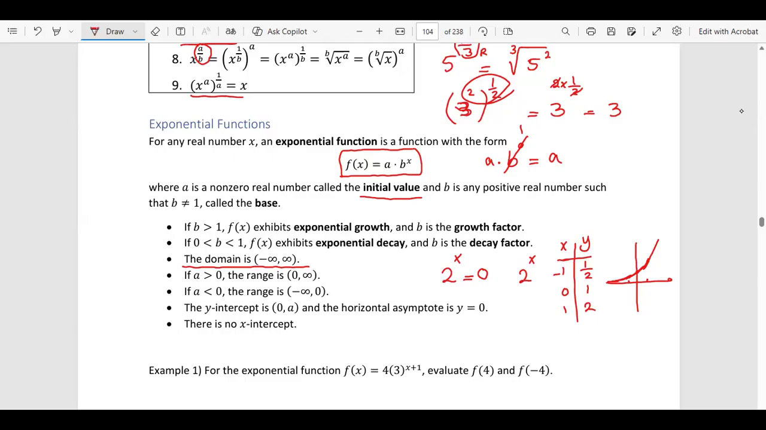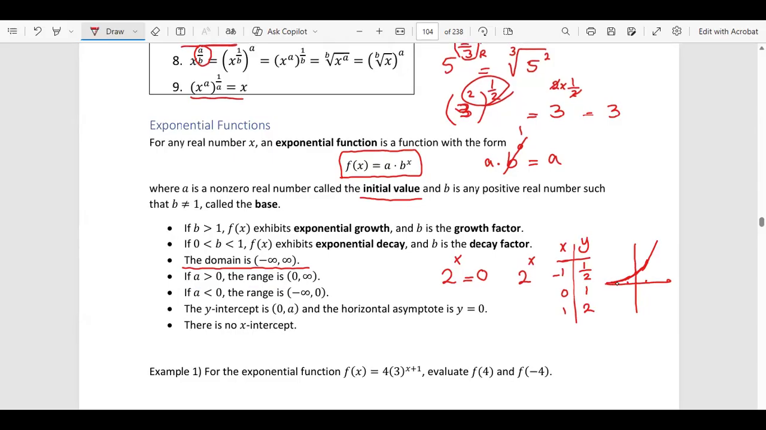Because any number that you replace for x, it's a power of 2. Even if you replace x by 0, 2 to the 0 power is 1. 2 to the first power is 2. Second power is 4. Third power is 8. If you replace negatives, you get 1/2, 1/4, 1/8. You never get a 0. That's why we don't have an x-intercept. So the function never crosses the x-axis.